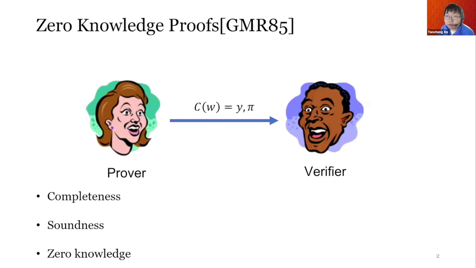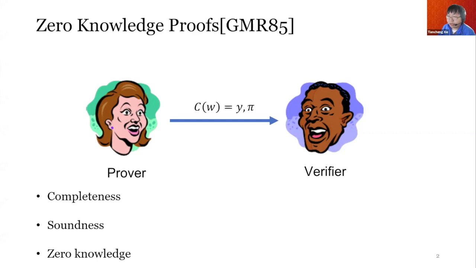Before we go into details, I will briefly introduce the definition of zero-knowledge proofs. A zero-knowledge proof allows a prover to convince the verifier about the validity of some statement, such as a circuit. Such a statement can be as simple as a single comparison gate, or a complex computer program like smart contracts and others. There are three major properties of zero-knowledge proofs.